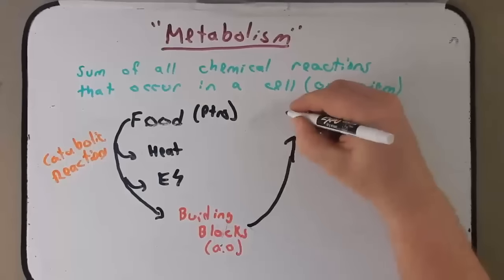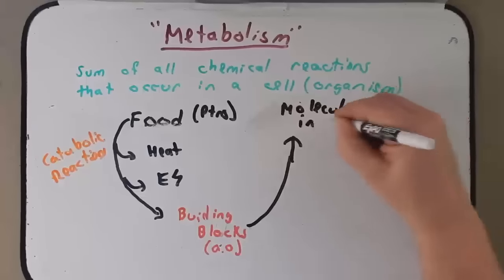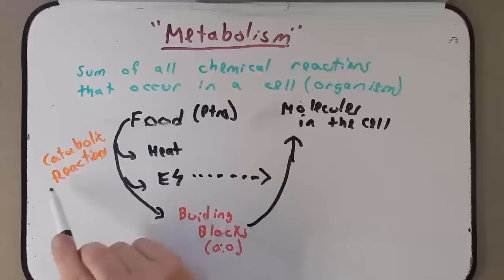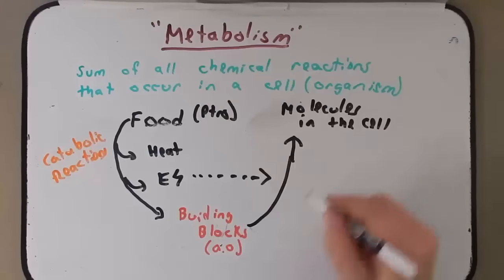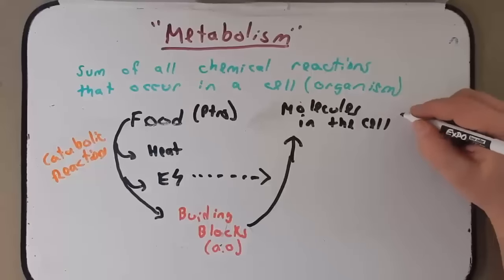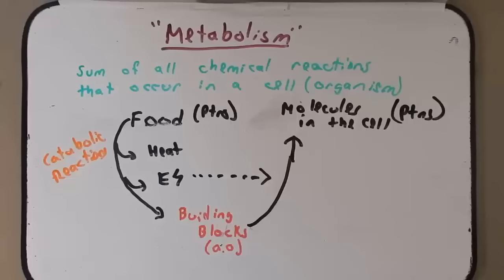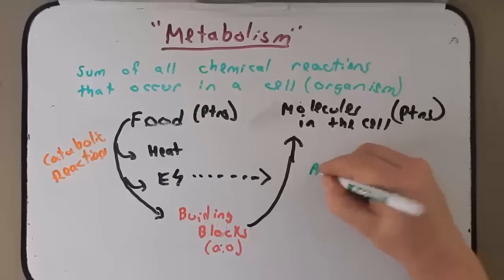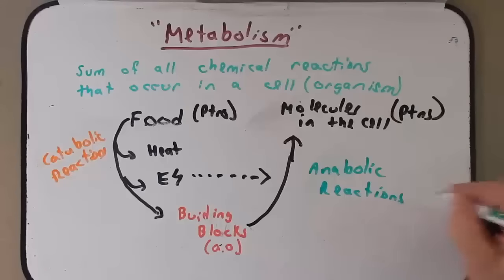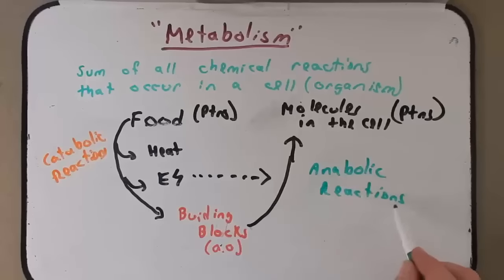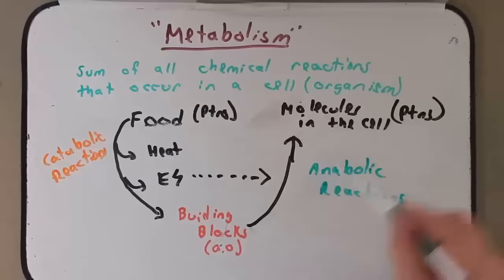Now these building blocks can go on to make molecules in the cell. They're going to use this energy that's created in these catabolic pathways to build these molecules. So for instance, these amino acids are going to now be used to make proteins. These pathways that build things, larger molecules, we call anabolic reactions. The way I've always remembered these is I think of anabolic steroids, and anabolic steroids help build muscles. And so anabolic reactions are going to help build larger molecules.